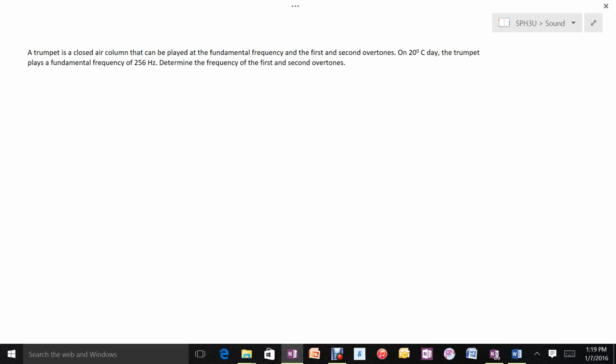So what I'm going to do is use the frequency provided as the fundamental frequency to determine the length of the trumpet. And then using that length, I will find the first and second overtone frequencies. So first of all, 20 degrees Celsius day. So the speed of sound works out to 344 meters per second.